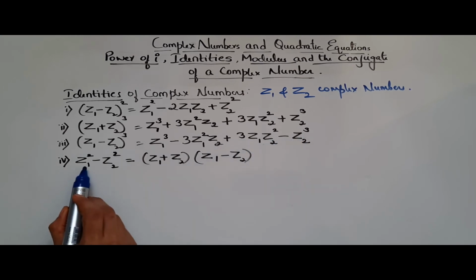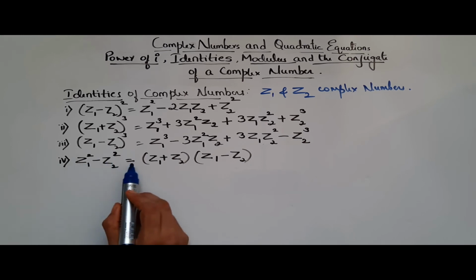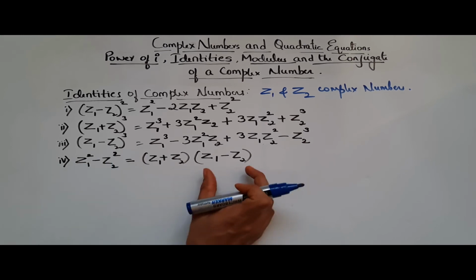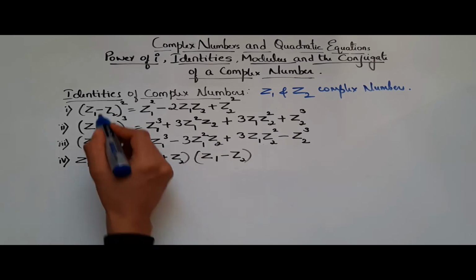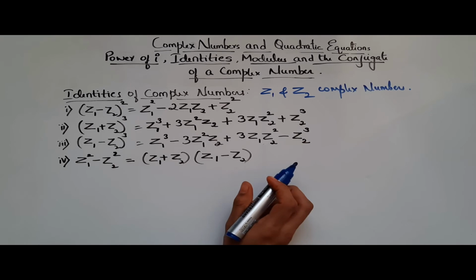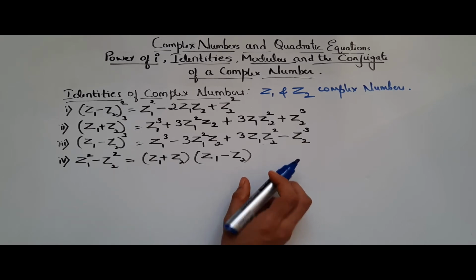And also we have z1 square minus z2 square is equal to z1 plus z2 into z1 minus z2. So these identities are enough for your syllabus. You have to remember these formulas, they will be useful while doing problems. Alright. Now let's see 2 problems.